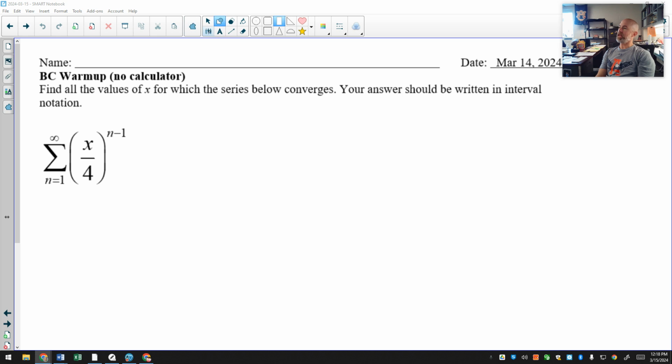And in this case, what's the trick? What kind of series are we looking at? This is a geometric series with a ratio of X over 4.